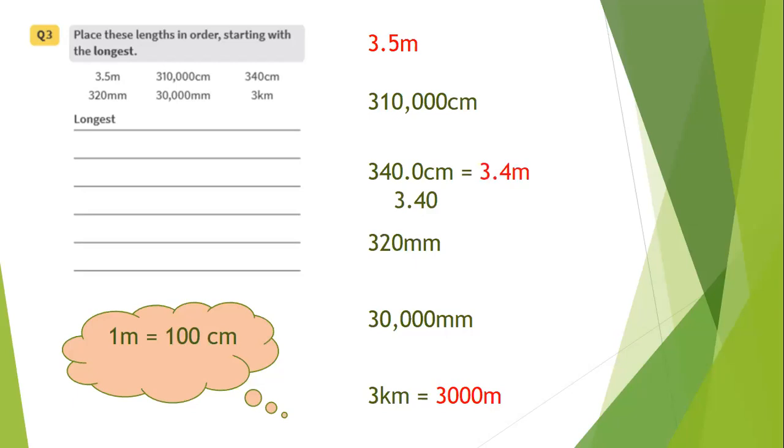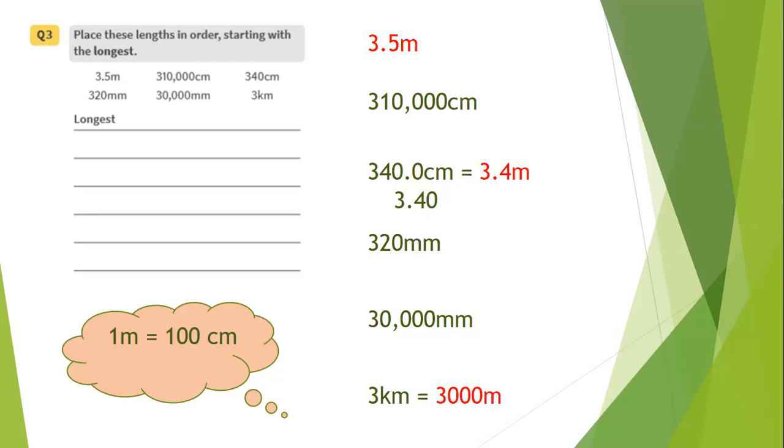So 340 centimetres is 3.4 metres. Now, I'm often saying this to the children that I teach, but does that make sense to me? Well, I know that 300 centimetres is 3 metres, so 300 and something centimetres is going to be 3 point something metres. So I'm happy with that one.